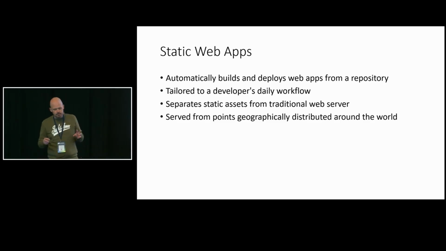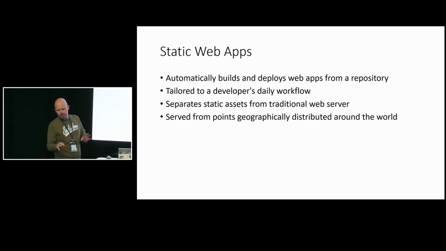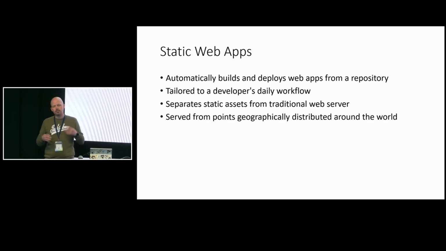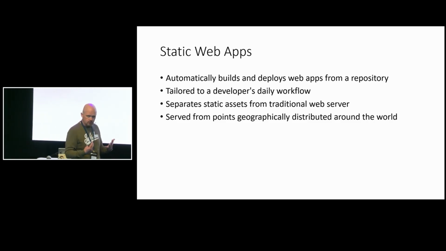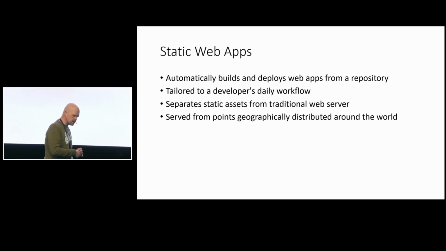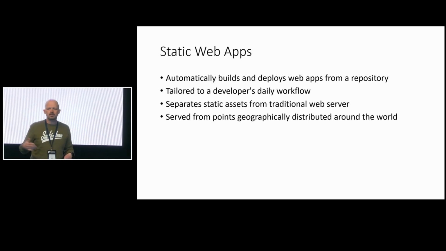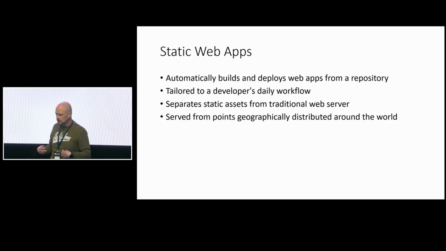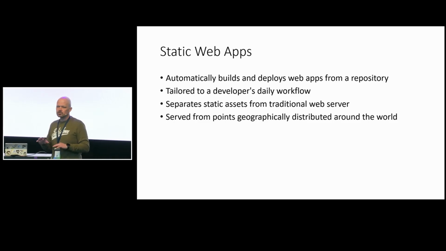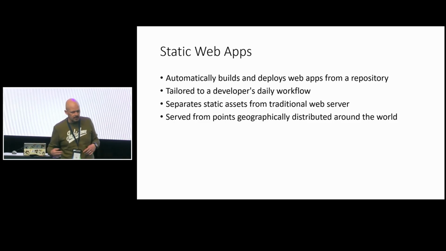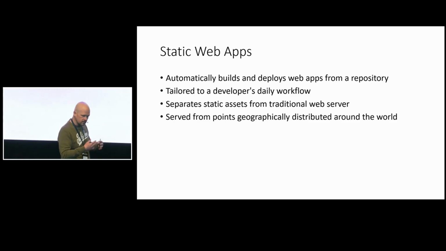So Static Web Apps automatically builds and deploys a web app based on your repository or repositories. It's completely tailored to the developer's daily workflow, as I will show you in a bit. And it separates static assets from the traditional web server. The reason this is interesting is because everything that's static doesn't need server-side compute to actually be hosted, right? So if you have static web applications that don't have that server-side compute, it can also open up the floor to optimizations, like not having to send over cookies every time you get that static file. If it's just publicly available, it should be fine.